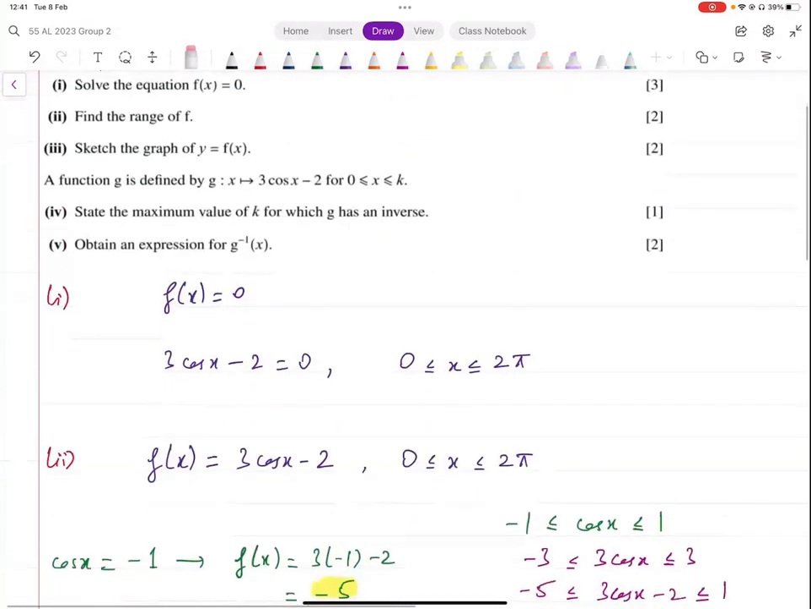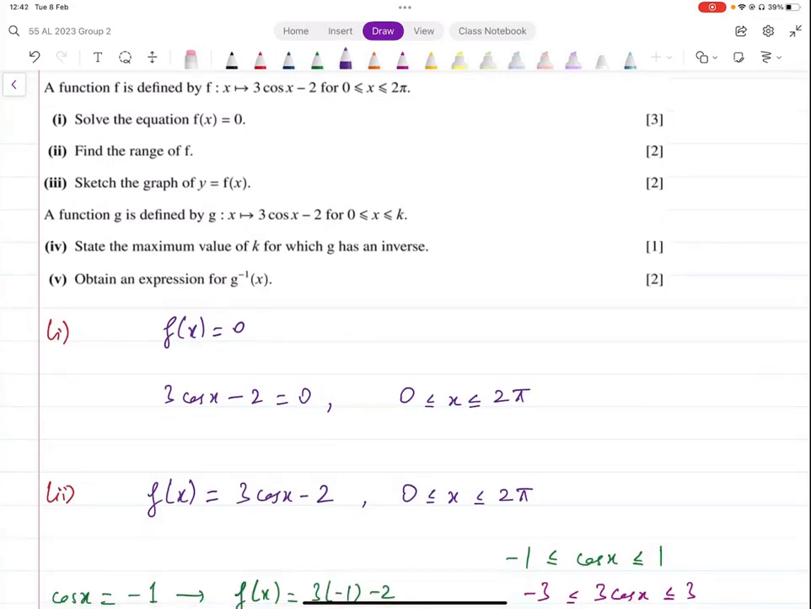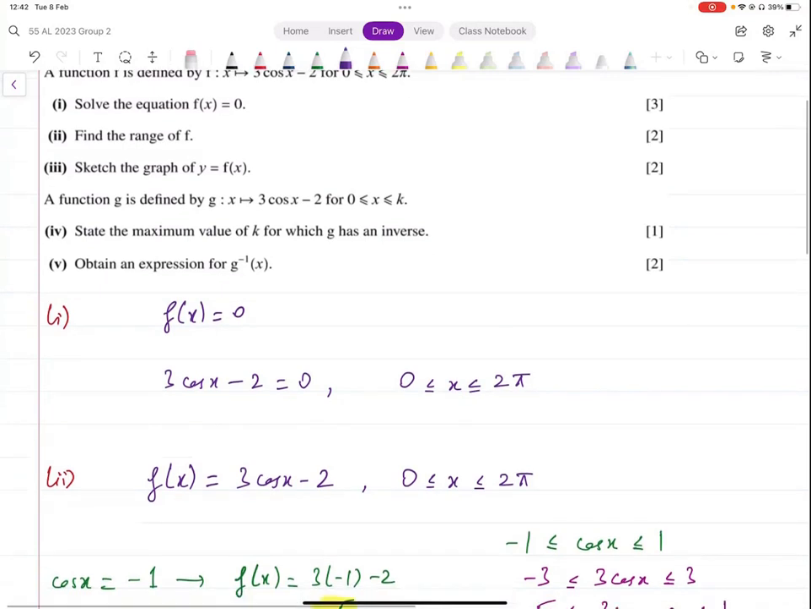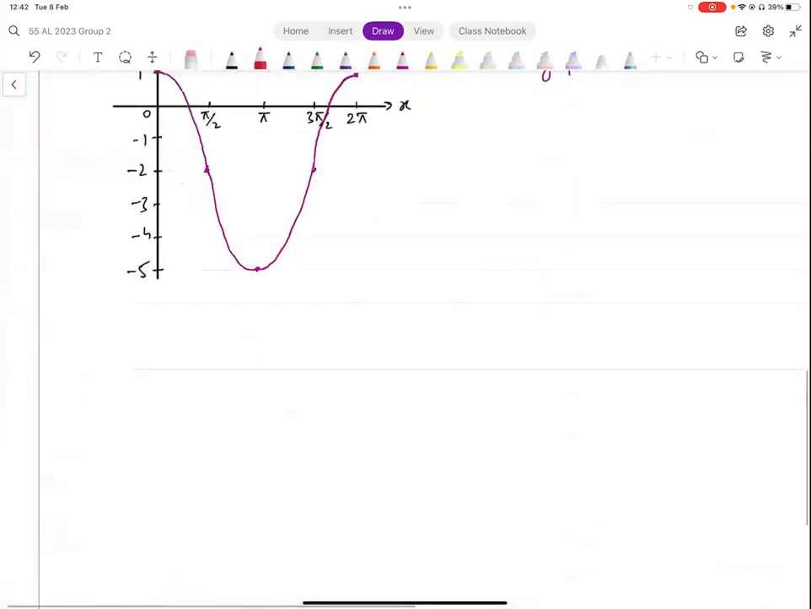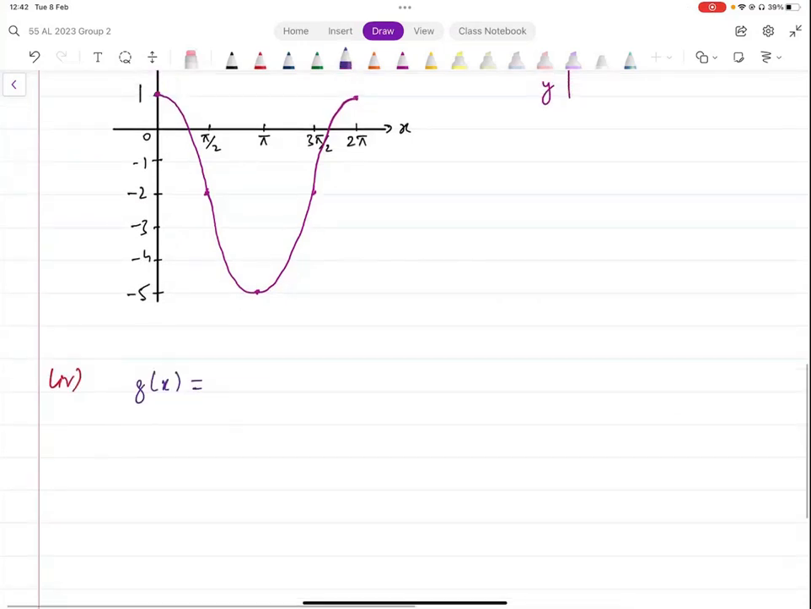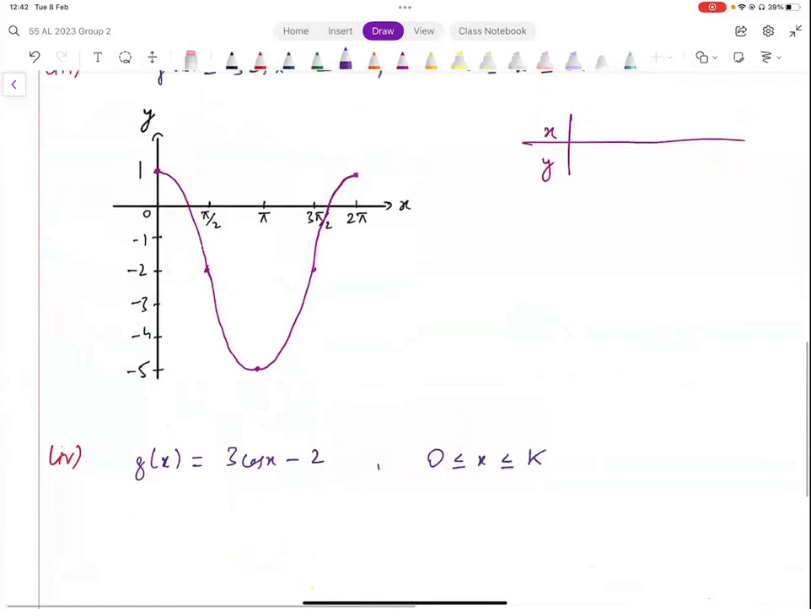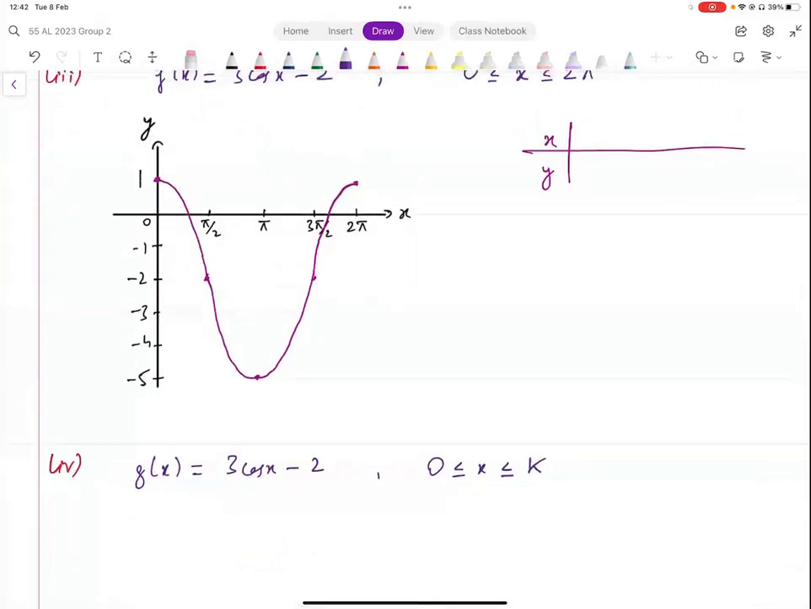Okay, let's look at the next part. So then it says a function g is defined by g of x equals the same expression, 3 cos x minus 2, but now it's from 0 to k. We don't know what k is. It says state the maximum value of k for which g has an inverse. X is between 0 and k. What do you think?